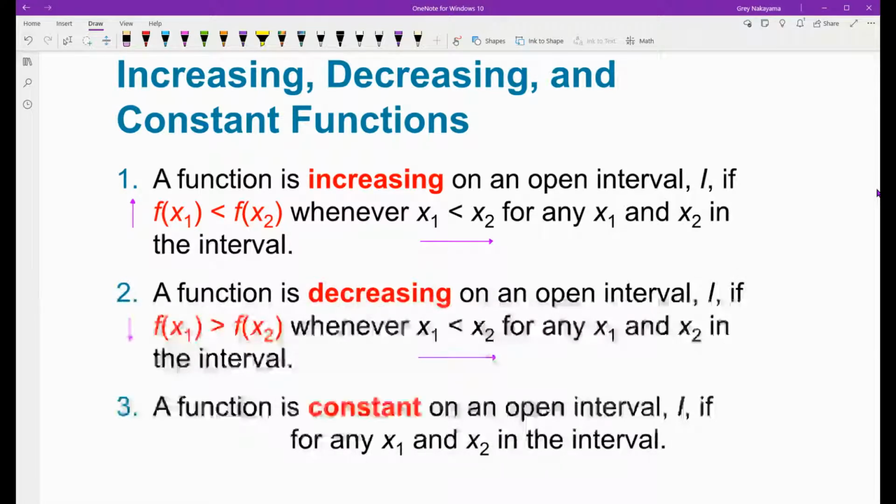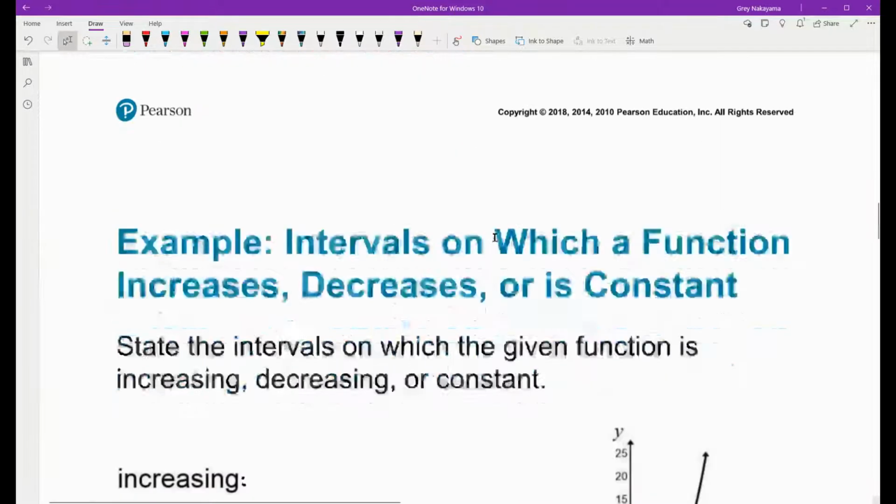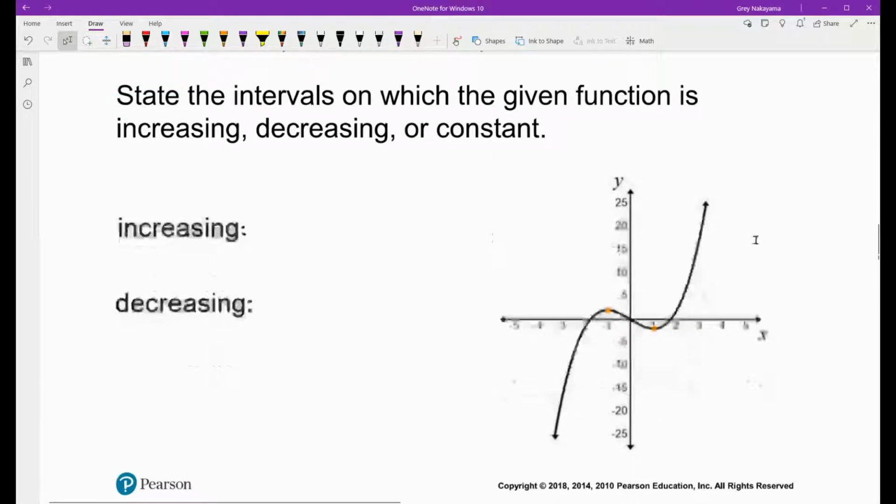And then it would be constant if those y values are the same as we read our graph from left to right. In that case, our graph would be the same as you go across it. So our first example looks like this. State the intervals in which the given function is increasing, decreasing, or constant. I hope y'all can tell immediately by looking at this graph that it is never constant, because if it was constant, it would be a horizontal line.